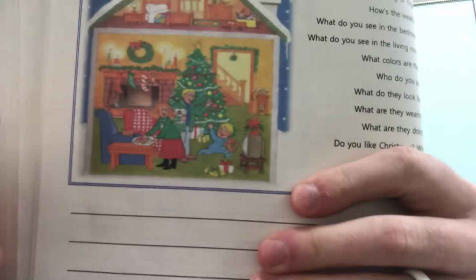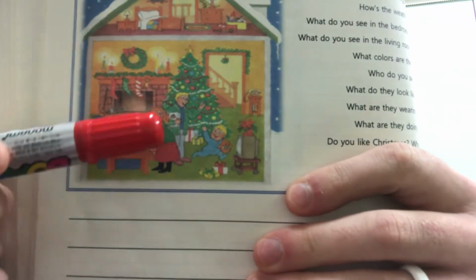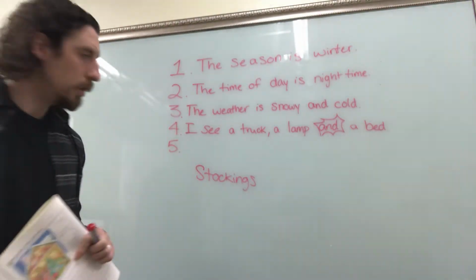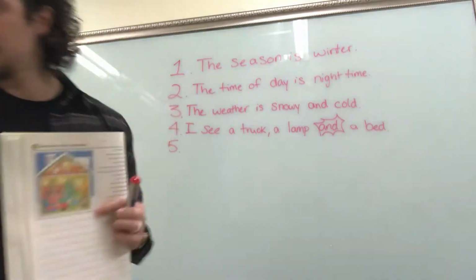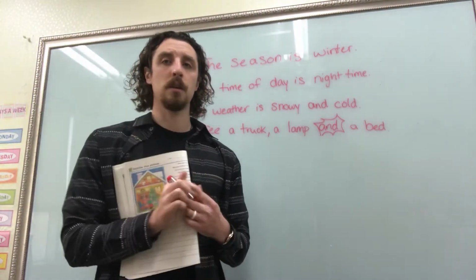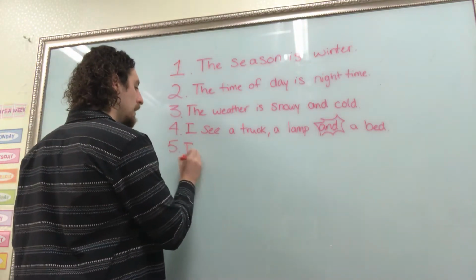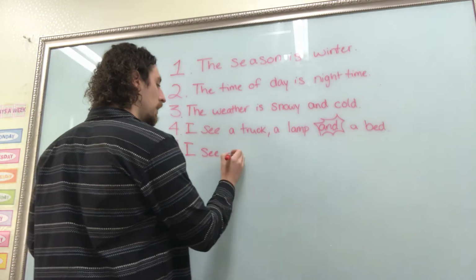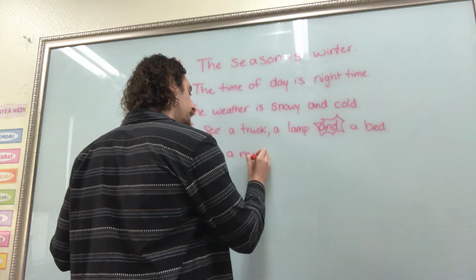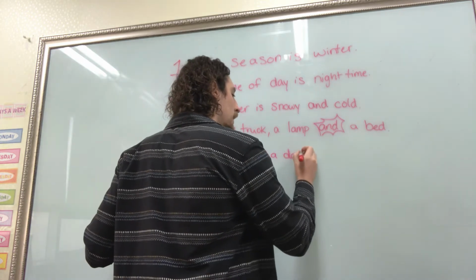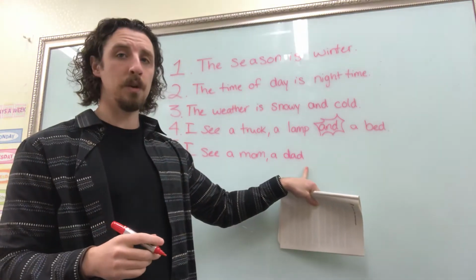Now, I am going to write, I see a mom, a dad, and a Christmas tree, okay? You don't have to say that. You can say anything you want in this picture. We need 3 things, okay? So, I'm going to say, I see a mom, comma, a dad. When we're at the end of a list, what do we do? What do we say?